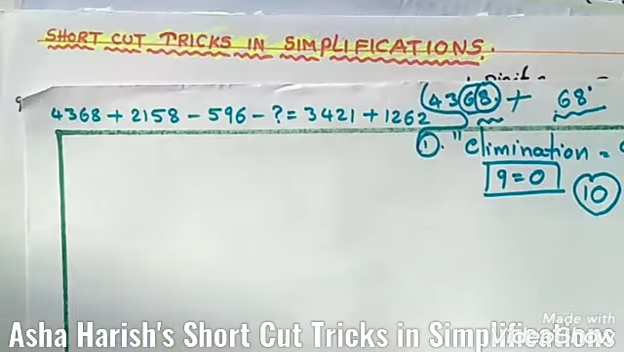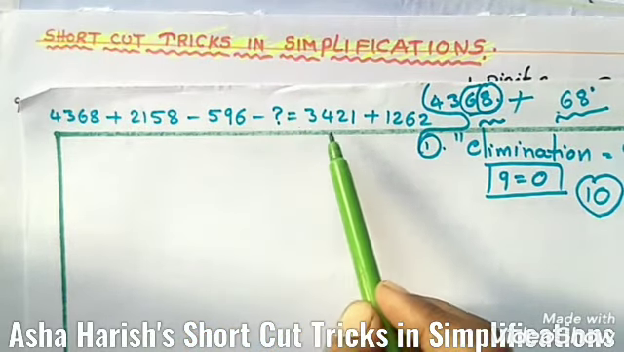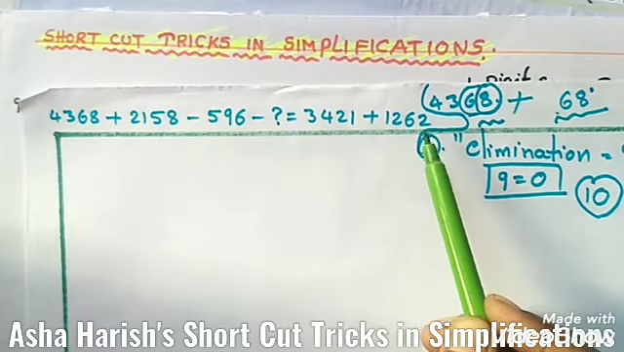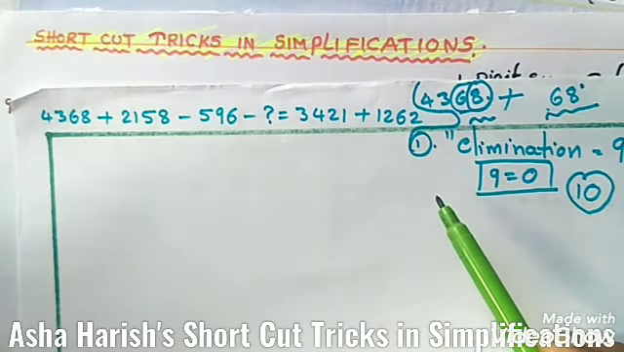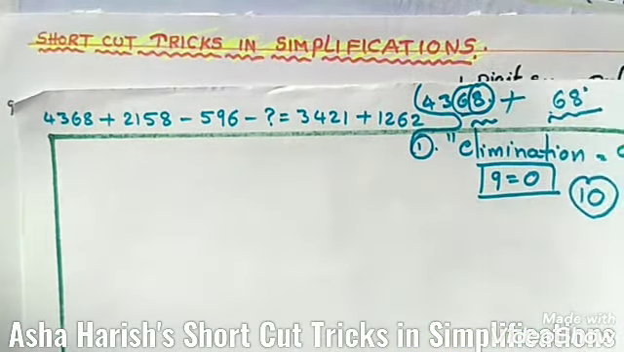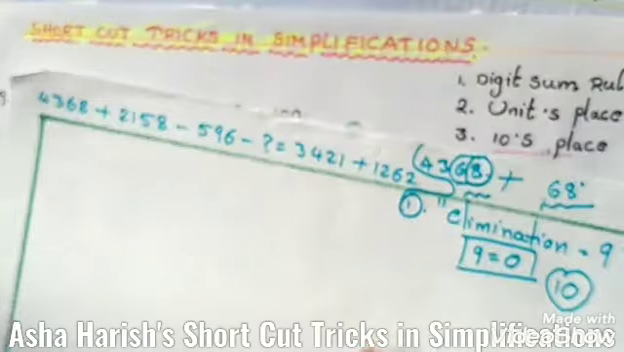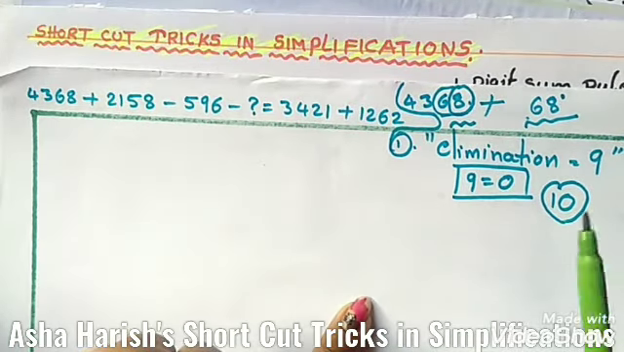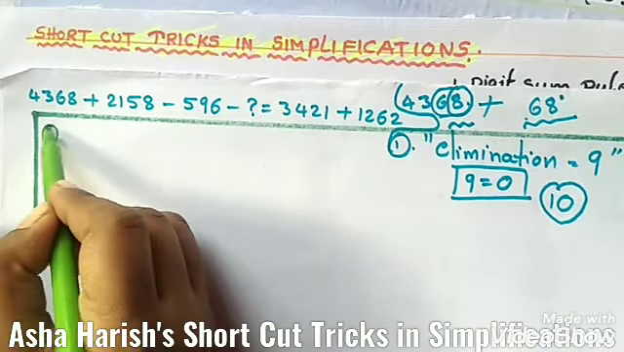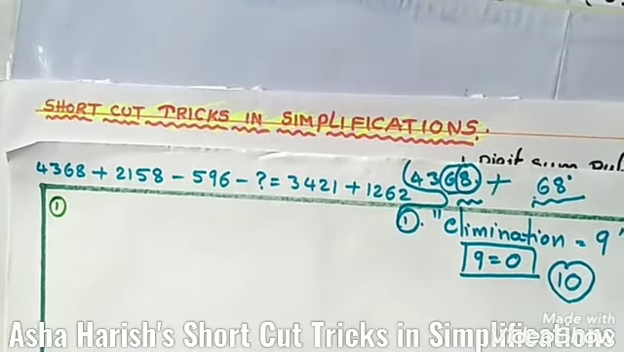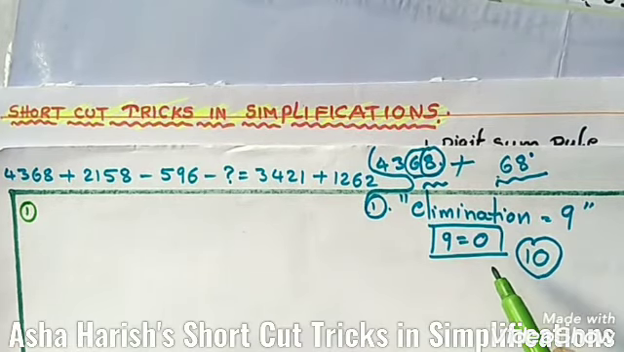The first question is 4368 plus 2158 minus 596 minus x is equal to 3421 plus 1262. If you do the lengthy calculation of this question, you may take so much time. By applying any one of these 3 rules, the digit sum rule, units place rule or tens place rule, the calculation is very easy and the time will be less. Let us see now. First of all, apply the first rule, the digit sum rule. Already I told you, in this rule 9 is equal to 0, and 9 is eliminated.